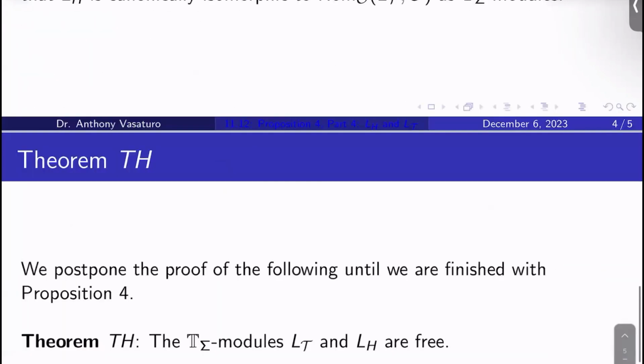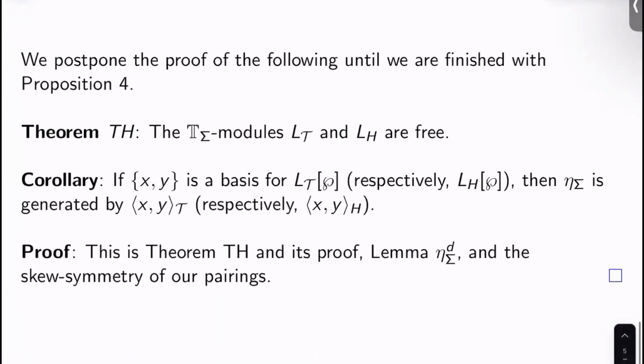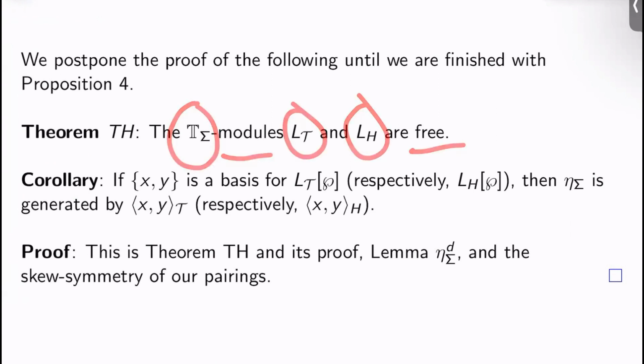Okay. So here's the big theorem, which we will postpone the proof of until we are finished with the proof of the big proposition, the main proposition of the chapter, which is proposition 4. I'll call it Theorem TH. And it very simply says that the T sigma modules L_T and L_H are free. Okay, and this is quite difficult to show, so we'll wait to show it.